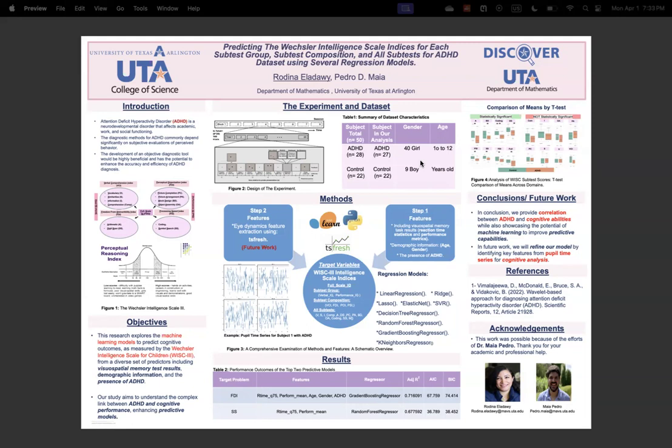It's about predicting the Wechsler Intelligence Scale indexes for each subtest group, subtest composition, and all subtests for ADHD datasets using several regression models. First, we wanted to talk about what ADHD is.